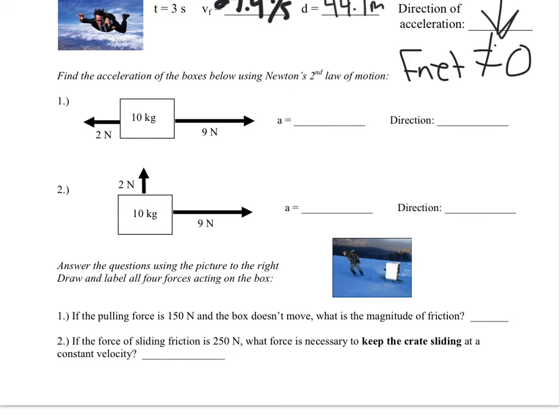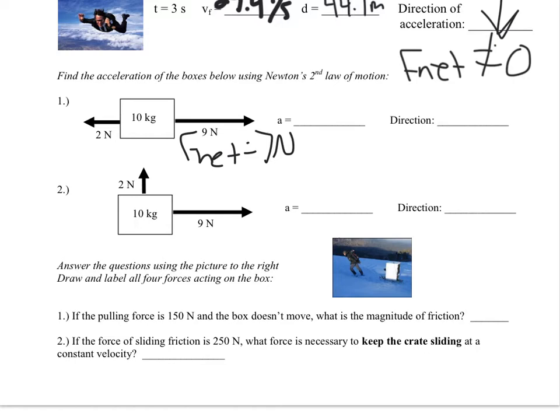First thing you always want to do in order to solve one of these problems is find, well, what is the net force acting on this object? So again, thinking about a tug of war, if you have 9 newtons pulling this direction, 2 newtons pulling the other, the resultant net force is going to be 7 newtons.